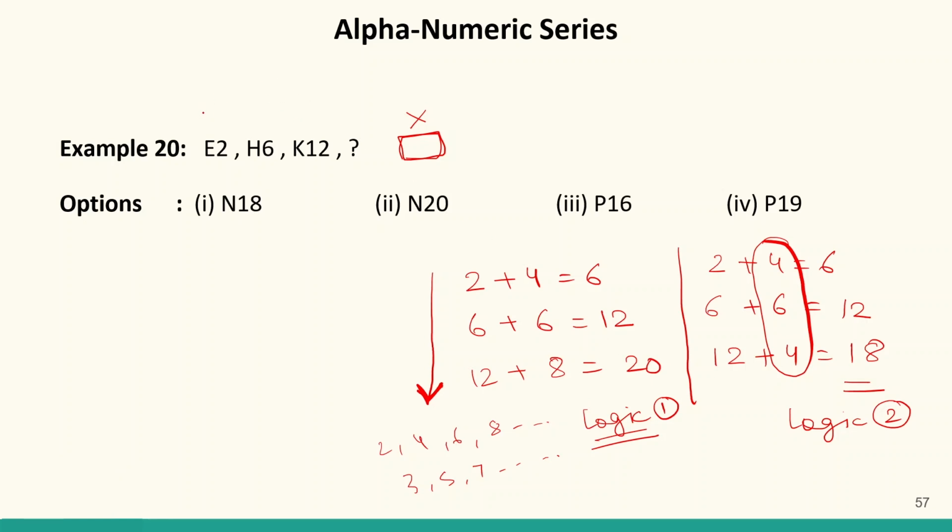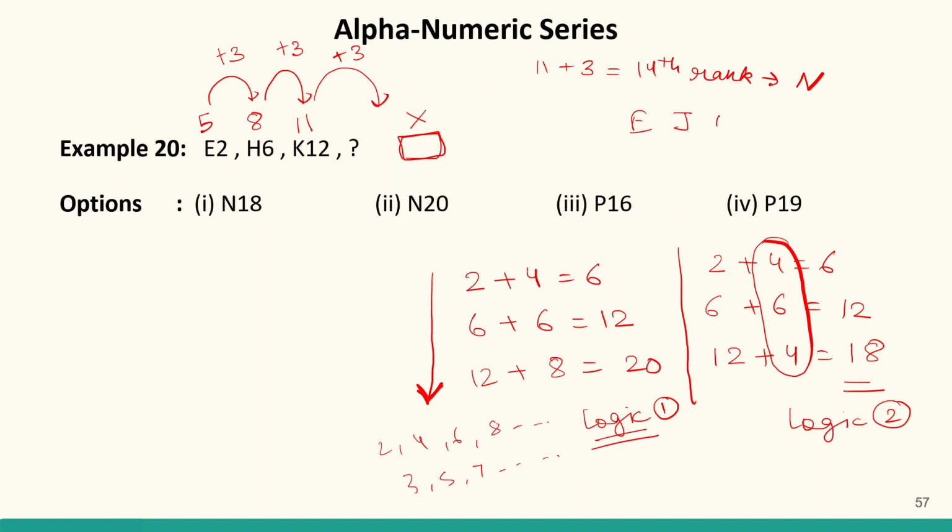Now check the letters. E is positioned as 5. H is positioned at 8. K is positioned at what now? K is positioned at 11, right? So I can see that there is an increment of 3. From 8 to 11th position also we are increasing by 3. So we have to increase by 3 now. 11 plus 3 will give us what? It will give us the 14th rank. 14th rank is of N.